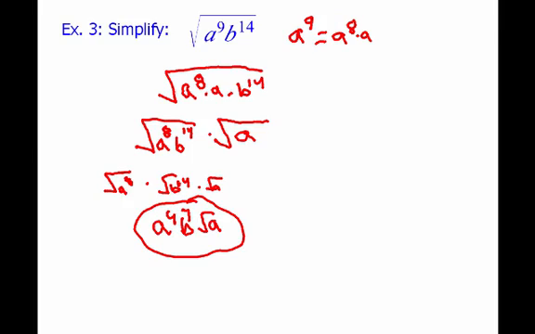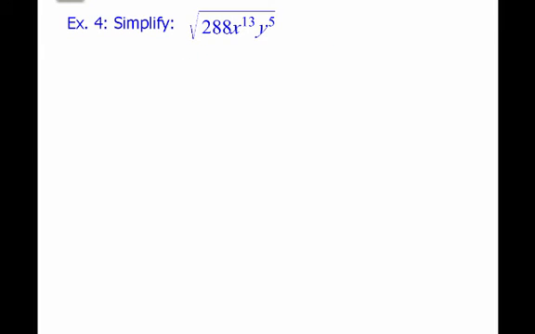So let's put all of this together in example 4. I'd like you to try example 4, and then we'll go over it together. So now that you've tried example 4, let's see how you did. We're going to take each one of these numbers, 288, x to the 13th, and y to the 5th. We're going to split them apart into our perfect squares and non-perfect squares.